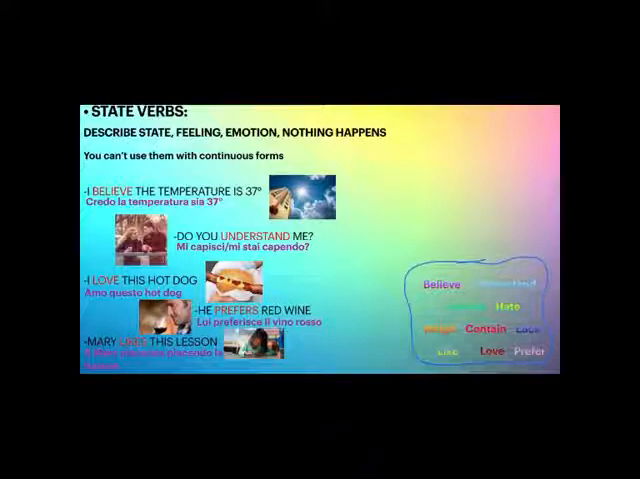Another example: today I'm wearing a red dress. Oggi sto indossando un vestito rosso. I use the present continuous. She reads the newspaper every day. Lei legge il giornale ogni giorno. Present simple. He always does his homework. Lui fa sempre i suoi compiti. Present simple. My brother is playing computer games. Mio fratello sta giocando al computer. Present continuous.